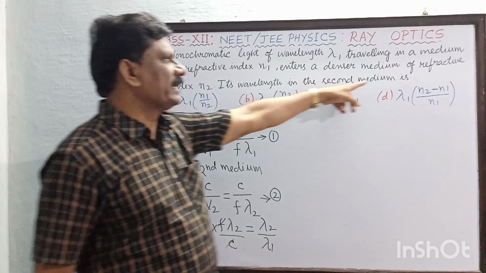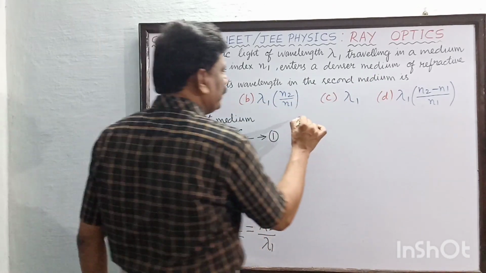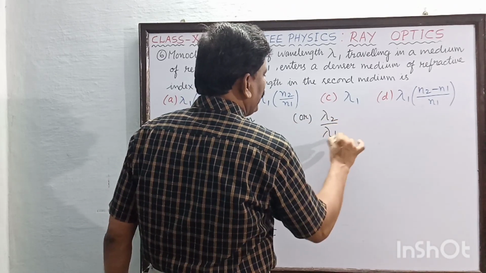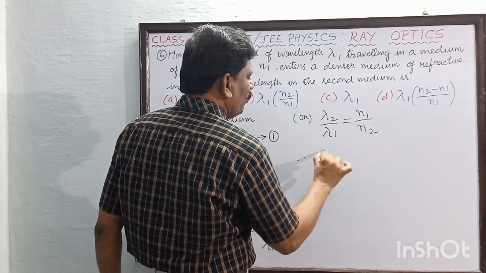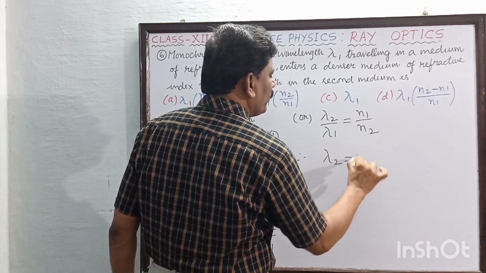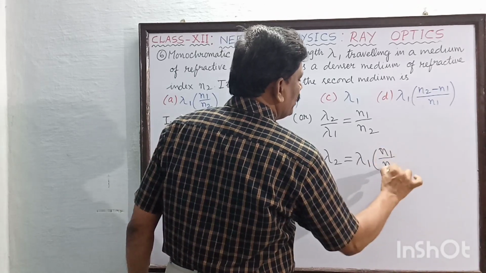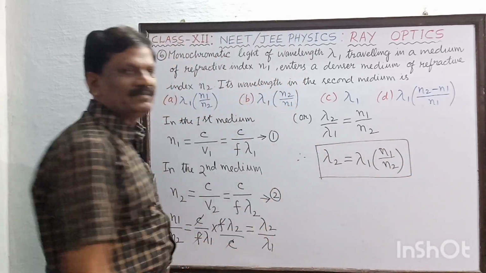Its wavelength in the second medium is taken as lambda 2. So lambda 2 divided by lambda 1 is equal to n1 by n2. Therefore, lambda 2 is equal to lambda 1 into n1 by n2. Yes, this is the answer.